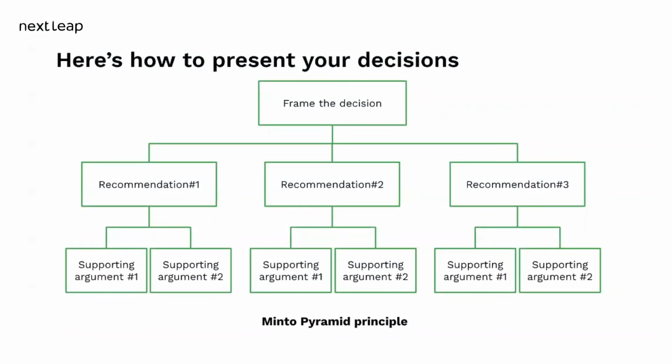This is what we call the Minto Pyramid. Barbara Minto, who is a known name in the consulting space, was a partner at McKinsey. She came up with it, wherein you first talk about the framing, then the recommendation, and follow up the recommendation with the supporting argument. There's a reason why the Minto Pyramid is so popular. It is because of this entire thing.